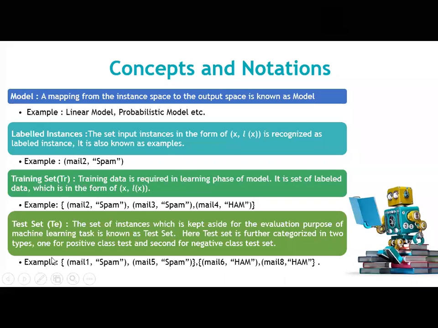Again, if you observe the first part, this is the spam class; for our task we have to identify the spam class. So in our case the positive class will be spam, because that is the object of interest. And the next class is the ham class, 6 and 8. So again your test data is divided into two parts, the positive class test set and the negative class test set.